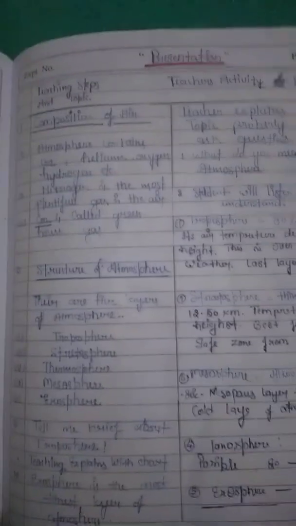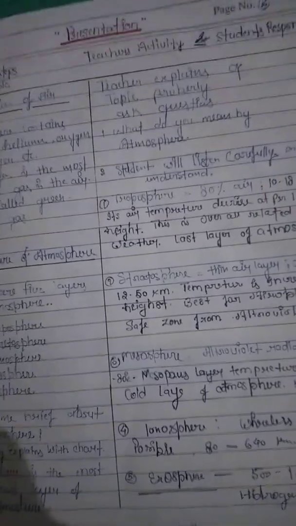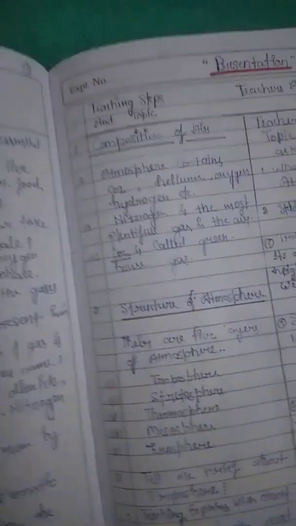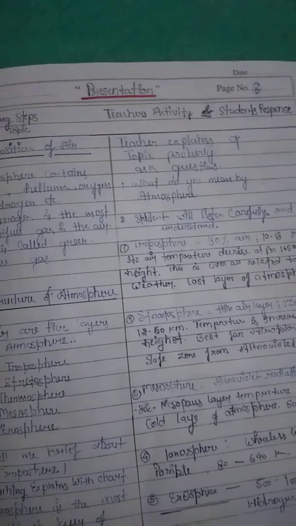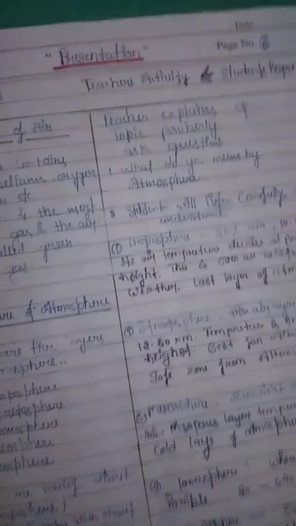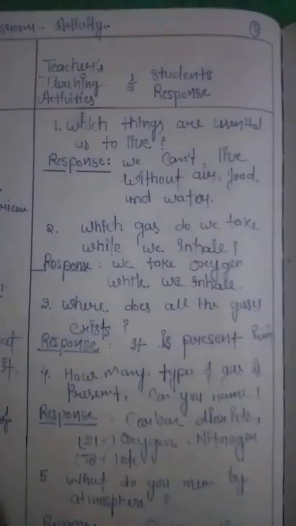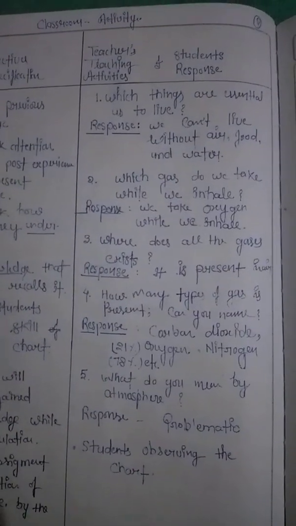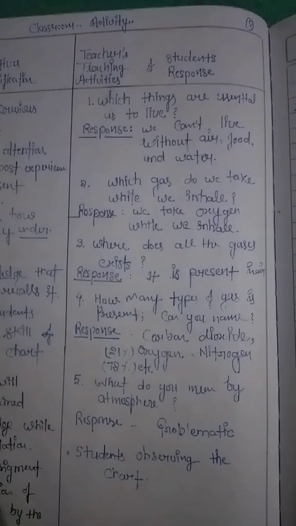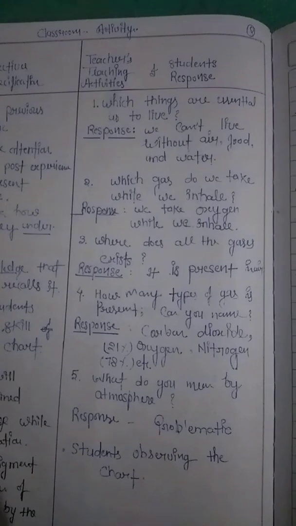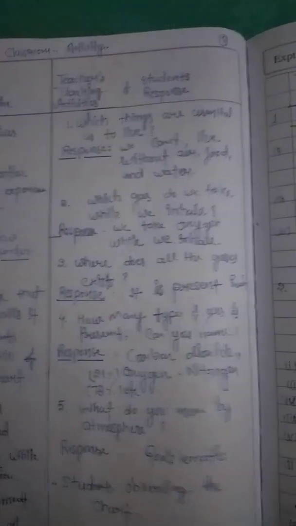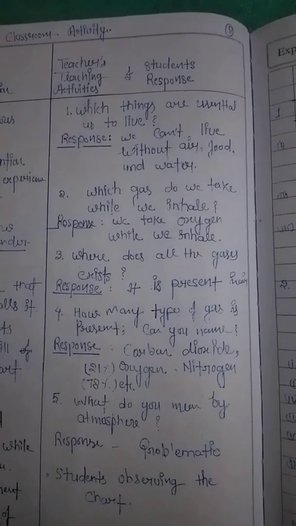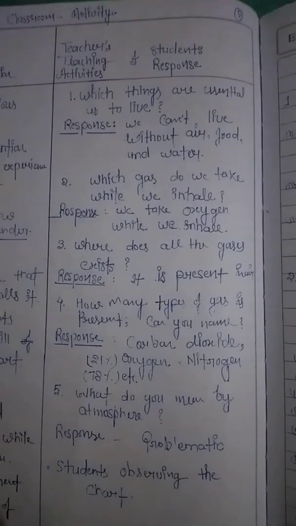The teacher puts up some questions to check the students' previous knowledge. As I told you, my topic is about air. That's why the previous knowledge testing questions will be like this, which I wrote here. These things are very essential. The student will respond, we can't live without air, food and water.